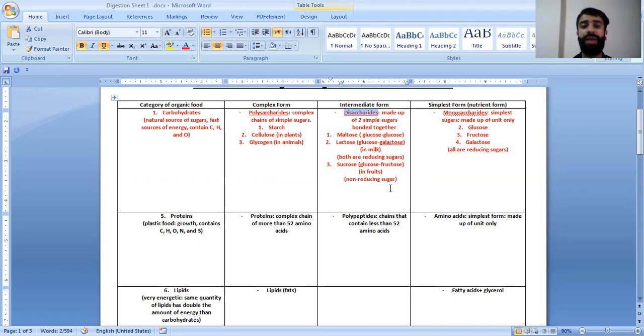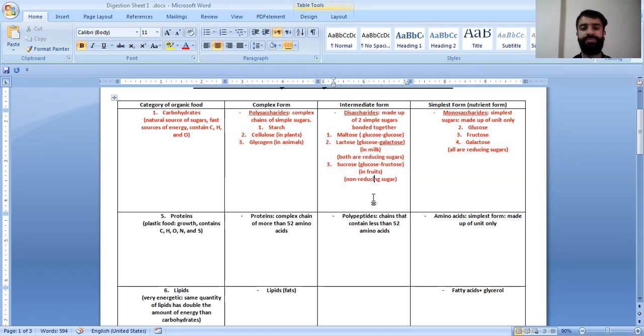And you have to know lactose. It's glucose and galactose, connected to each other. As we said, lactose is the sugar that's found in milk. Sucrose is glucose and fructose. It's found mainly in fruits. Don't focus on non-reducing or reducing this time. Next time we will talk about reducing and non-reducing sugars.